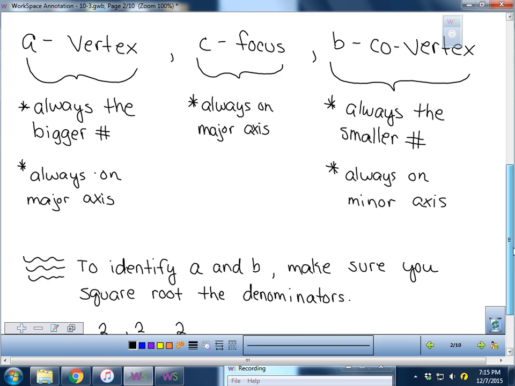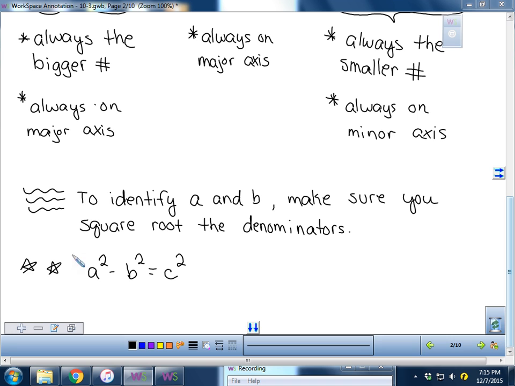All right, to identify A and B, make sure that you square root your denominators. That's really, really important. Okay, A squared is on the denominator. B squared is in the denominator. So make sure that you square root them to find the actual A and B. And here's a little formula. If you have two of them but need the third, it's A squared minus B squared equals C squared. Kind of like the Pythagorean theorem, but instead of a plus, we have a minus. So this is going to come in handy when you're missing A or B. Okay? We don't need C to write an equation, but we do need A and B.